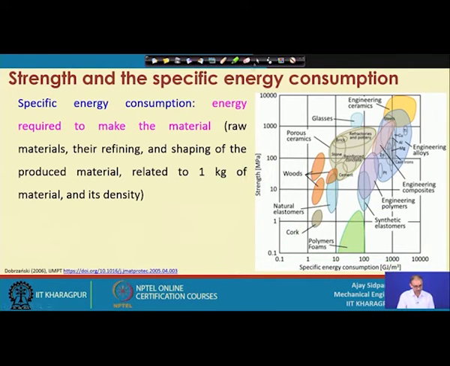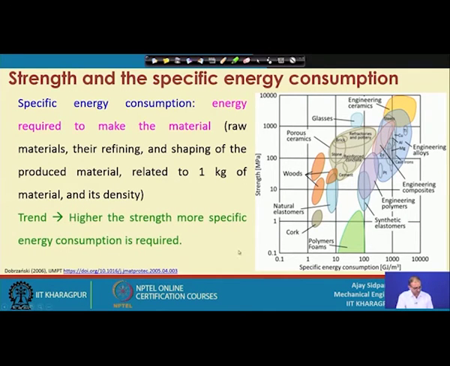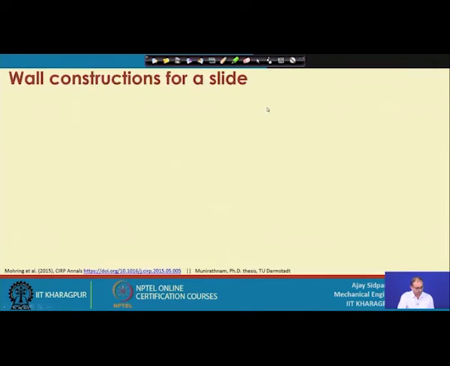So, this is the trend, that means the higher the strength, the more the energy consumption required; that is what this diagram is showing. Just draw this, most of the things are balanced in both directions. So, this is the trend, right. Now, the whole construction for a slide.